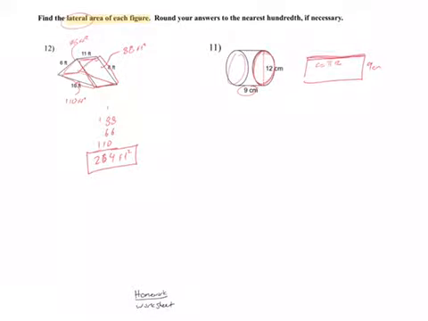Well, pi times 12 is 37.68 centimeters. So to find the area of that, I just need to multiply that by 9. Yes, I just use a calculator. So the lateral surface area of this one is going to be 339.12 centimeters squared.